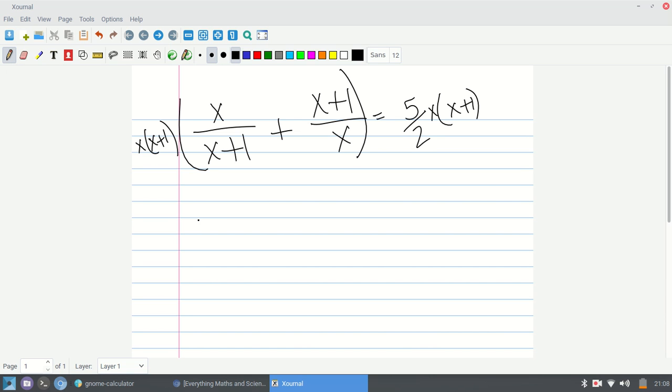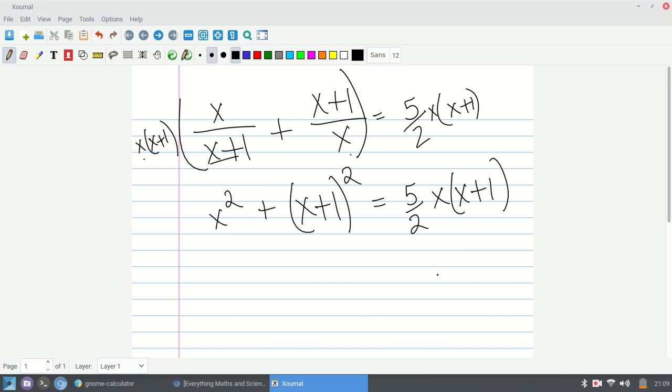Okay, what that'll do is the x plus 1 will cancel the x plus 1 here, and you'll get x squared in the first term. The x and the x on the bottom will cancel. These two will cancel each other. And what you'll end up getting is x plus 1 squared. Okay, do the actual FOIL and you'll see what I mean. And then 5 over 2, x plus 1 will appear on that side.